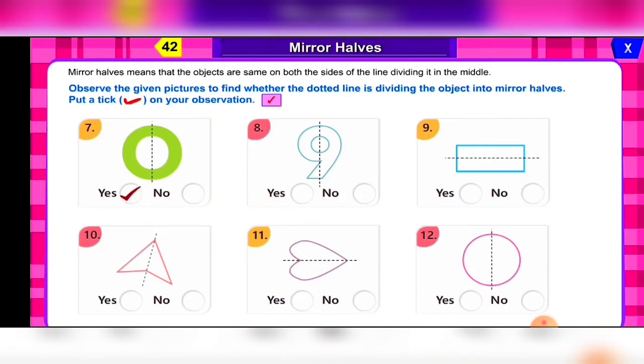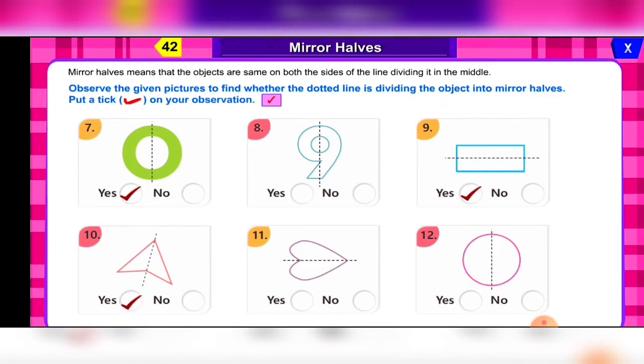Number 8, there is 9 number, but both parts of 9 number are not same, so we will not put right tick on yes. Number 9, there is a rectangle. This rectangle's both parts after dividing are same, so we will put right tick on yes. Number 10, there is an arrow. This arrow is dividing in two same parts. So, we will put right on yes.